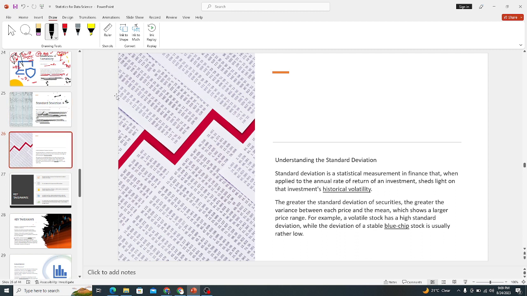Okay. So we are saying that the greater the standard deviation of securities, the greater the variance between each price and the mean price, which shows a larger price range. That's why you might hear maybe a certain company is overpricing its shares, or underpricing. Also, overvaluation or undervaluation. That's the gap which is created more so when maybe the price of the stocks is far away, on the higher side or lower side, in comparison to the mean prices of the other shares.